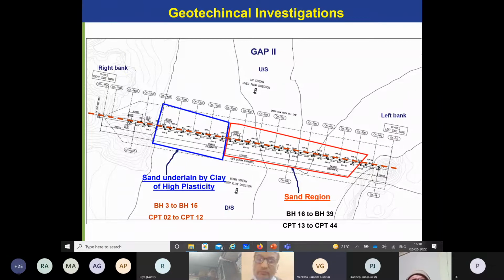So when you look at the data, we superimposed the data along the dam axis, and based upon the geotechnical information, a large portion of the dam consists of sand, and another portion contained a clay of high plasticity. Clay of high plasticity. So this is like a geotechnical engineer's dream. Here, liquefaction is an issue, and here, settlement of the dam is an issue. So this is a very interesting case history.